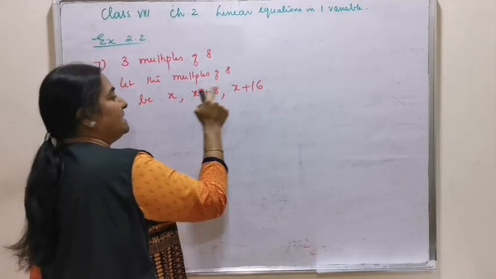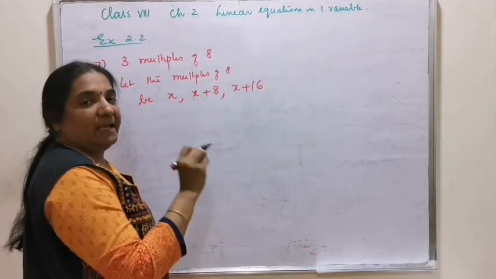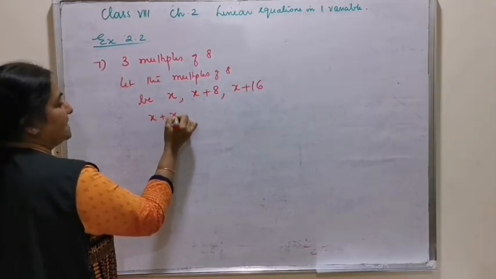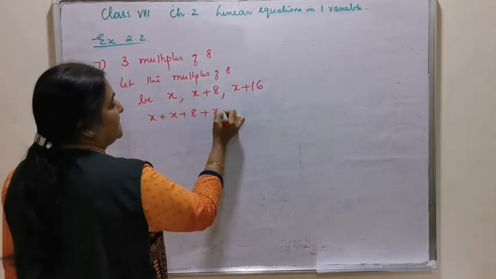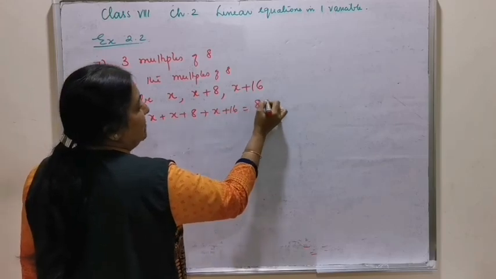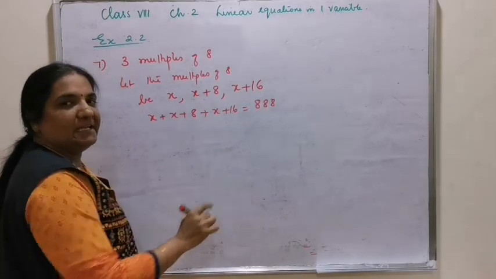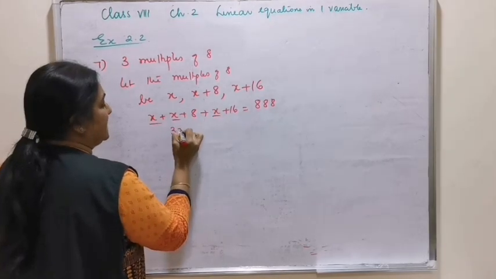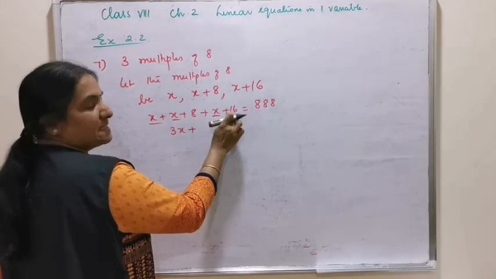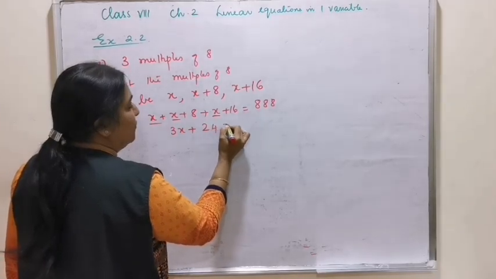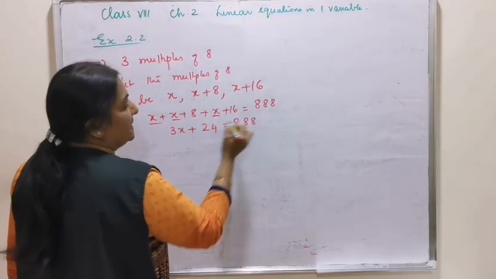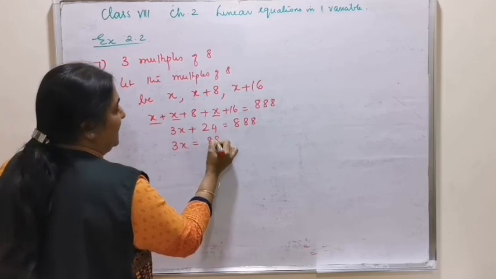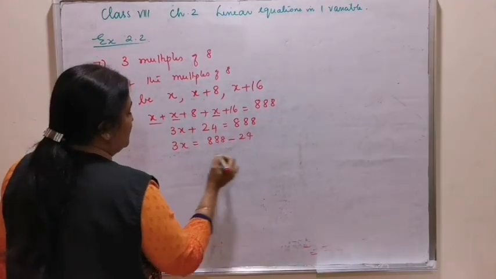The sum of these 3 multiples of 8 is 888. x plus x plus 8 plus x plus 16 is equal to 888, which is given in the question. x plus x plus x is 3x. 8 plus 16 is 24, equal to 888. 3x is equal to 888 minus 24.